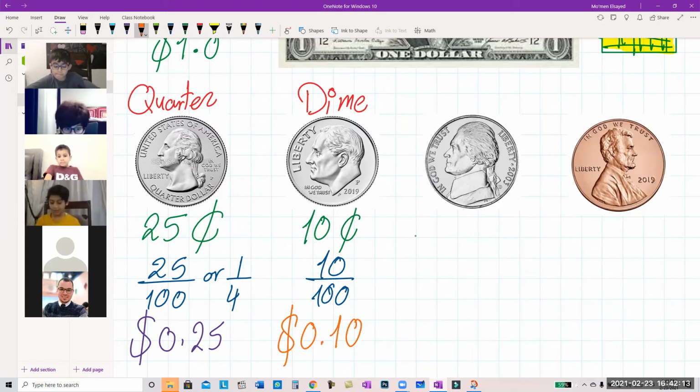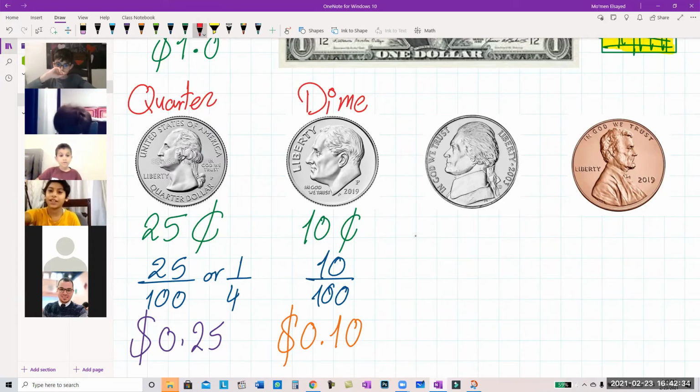Okay, what about the next one? Who can tell me what this coin is called? Abdul Mohsen, can you help? What is this one called?